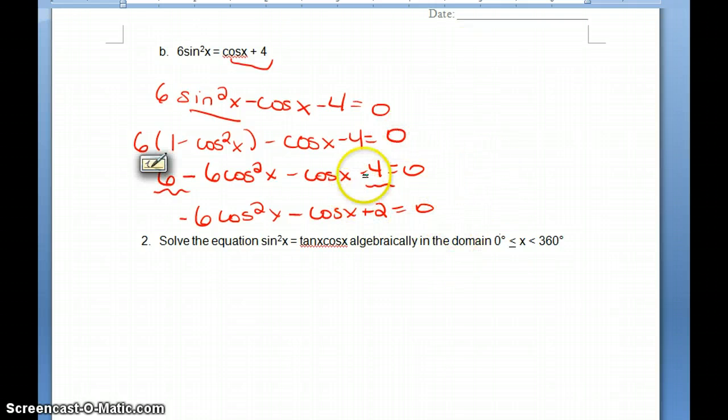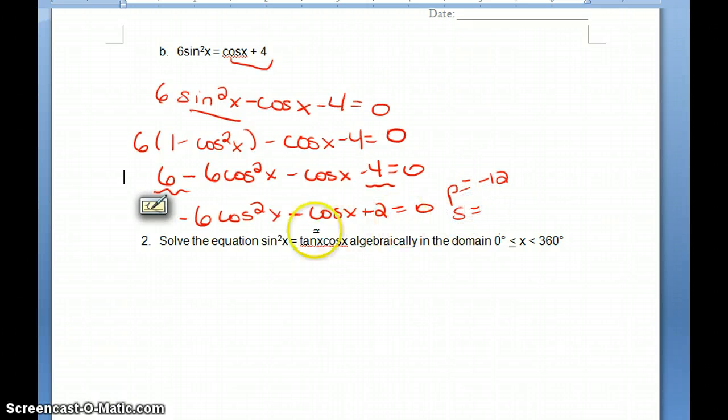Okay, so from there what we're going to do is factor this, like I just said. So in this case it will be decomposition, because our a value is not equal to 1. So we'll be looking at the product of the a value times your c value, which is negative 12. And it should have a sum of negative 1.